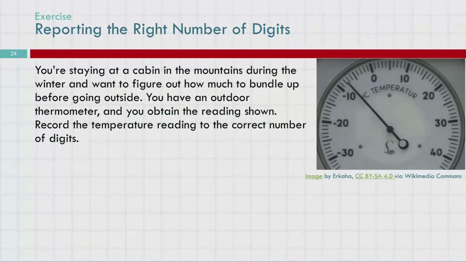Okay, one for you to try with measuring temperature. So you're staying in a cabin in the mountains during the winter. How nice. And you want to figure out how much to bundle up before going outside. You have an outdoor thermometer, and you obtain the reading shown. Please record the temperature reading to the correct number of digits.